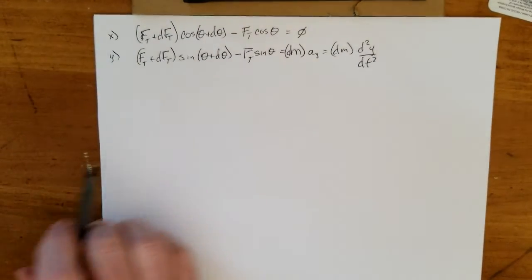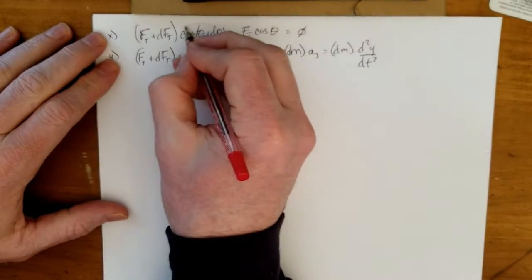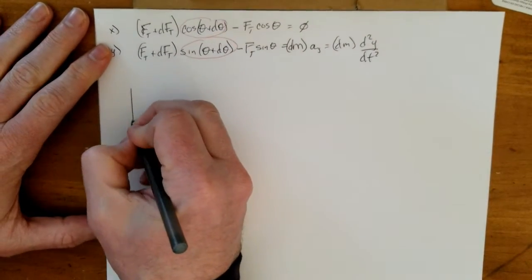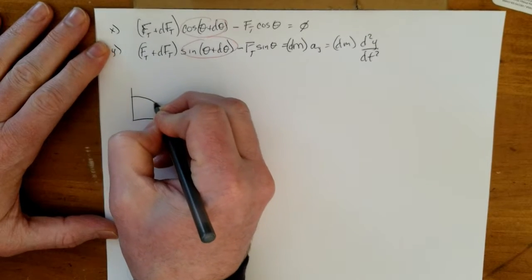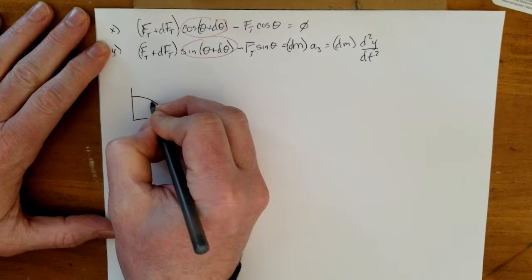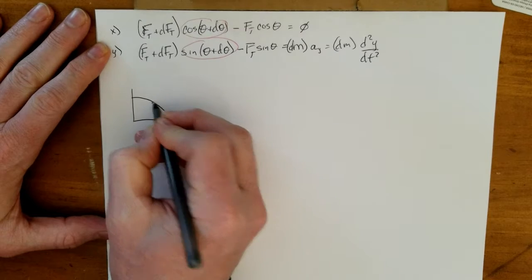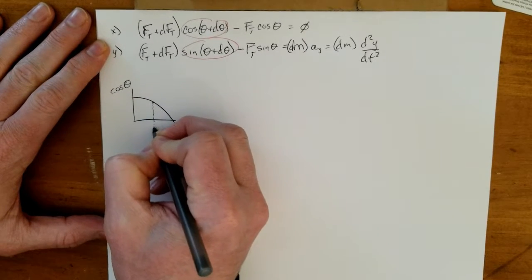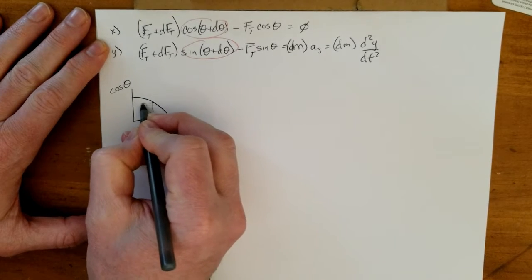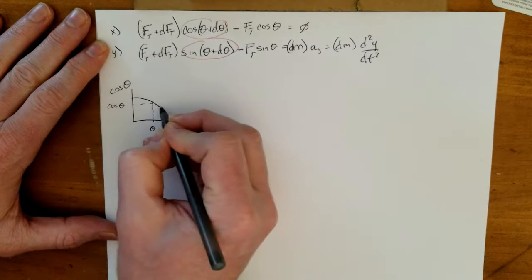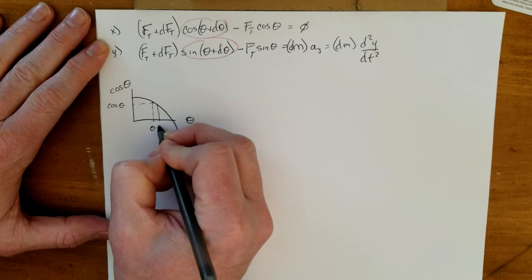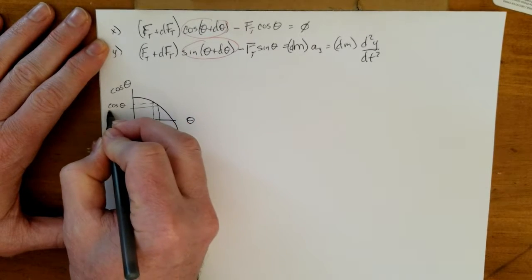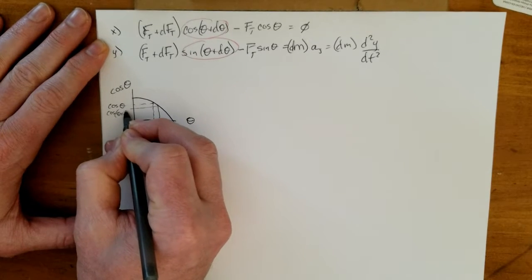All right, so now we have these two equations. We need to expand those out. So if I take a cosine curve and I look at some particular point on it, so this is theta and this is cosine of theta, let that point be theta there, and that would correspond to cosine of theta. This point right here is theta plus d theta, and so that point right there would be cosine of theta plus d theta.